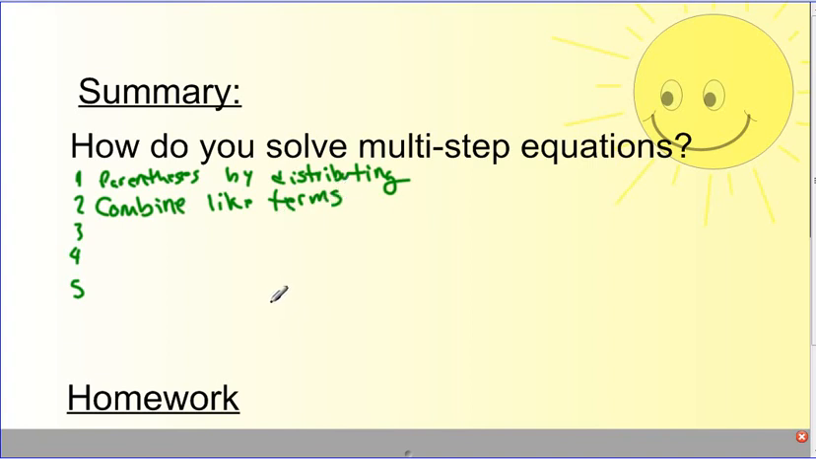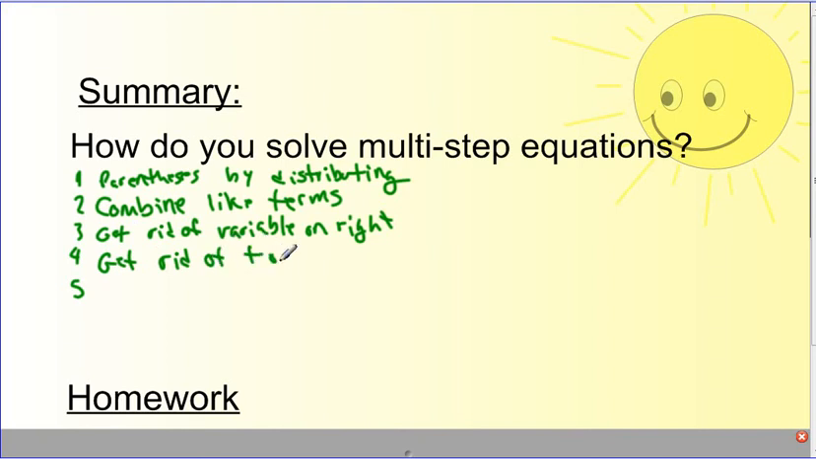There were no problems that had variables on both sides, but looking ahead, I see that's actually the very next lesson. But step 3 is get rid of the variables on both sides, or get rid of the variable on the right. Step 4 was get rid of add and subtract. And last, get rid of multiply and divide. That's how you solve multi-step equations.